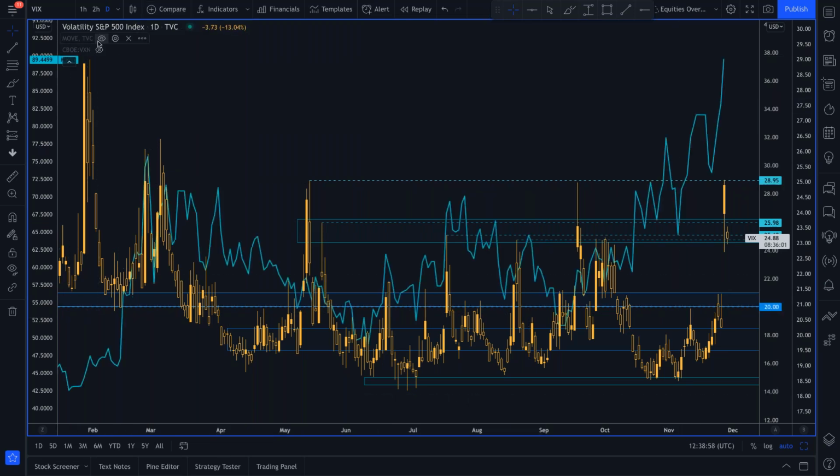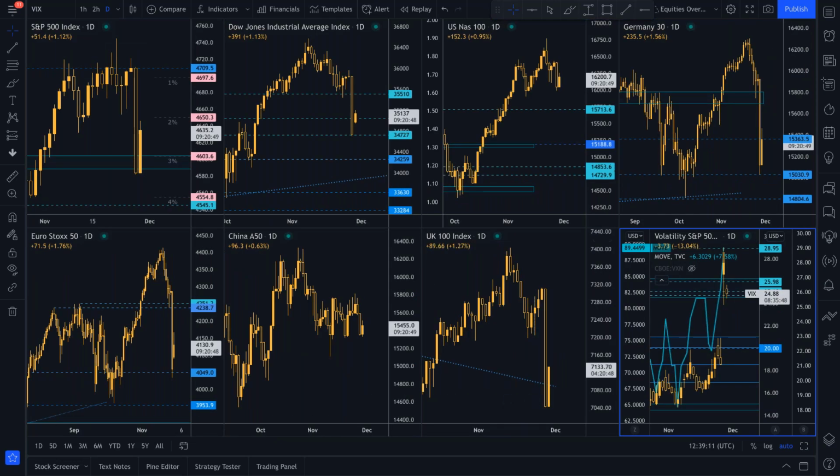And if we can start pushing lower in the VIX, then we'd expect to see equity markets keep pushing higher. We have seen a move higher in the MOVE index, which is volatility out of the bond market. So that's not a good sign for risk. But if we start to see the MOVE index dropping lower and volatility dropping lower, that is a better sign for risk. And we may see further upside in equity markets.